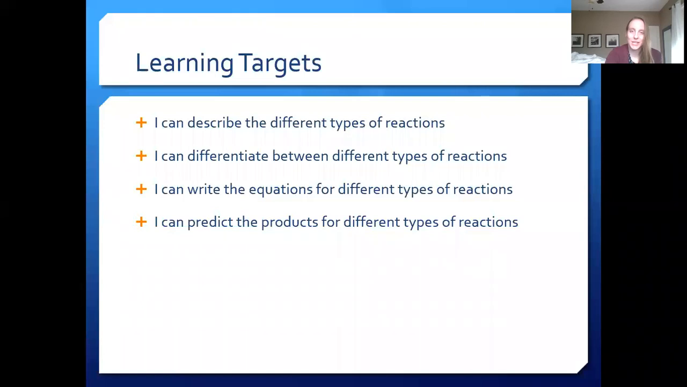Just like in grade 10, you have to be able to identify the different types of chemical reactions. You also want to be able to write the chemical reaction given just the names of the compounds and be able to predict the products of the reaction given just the reactants.